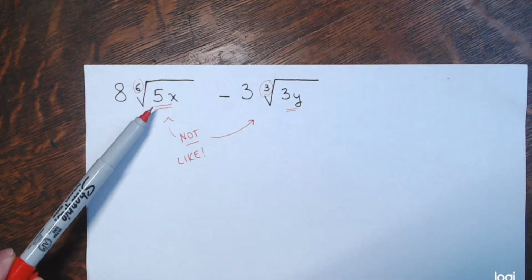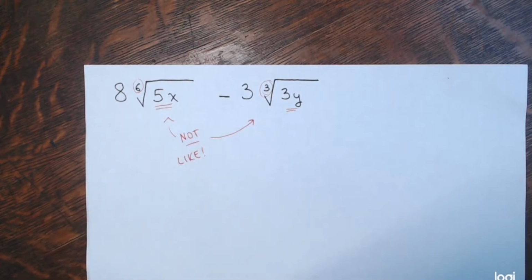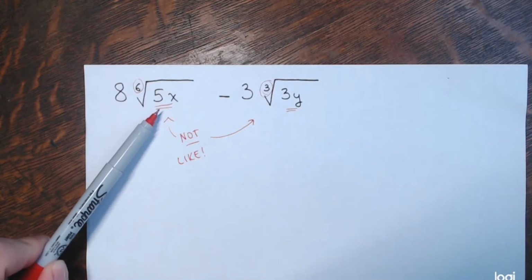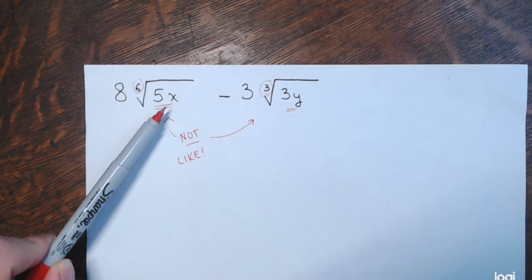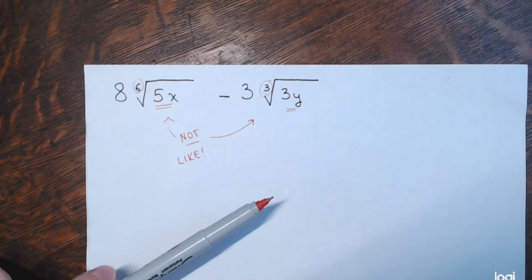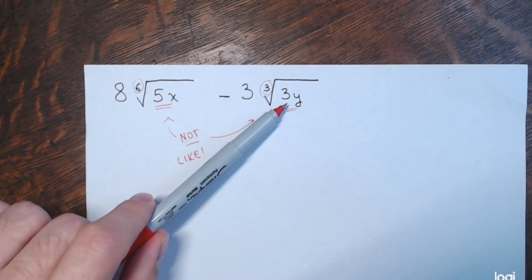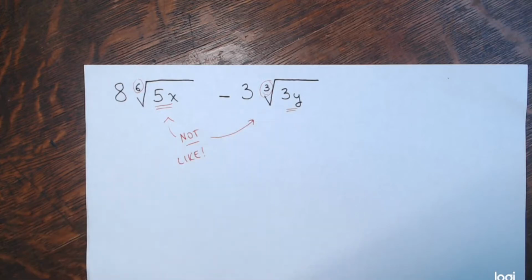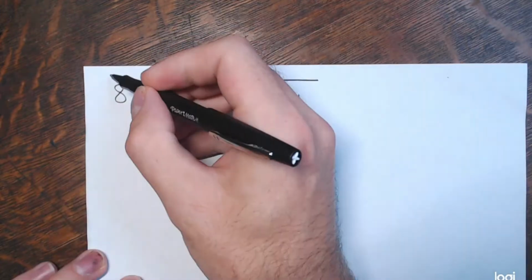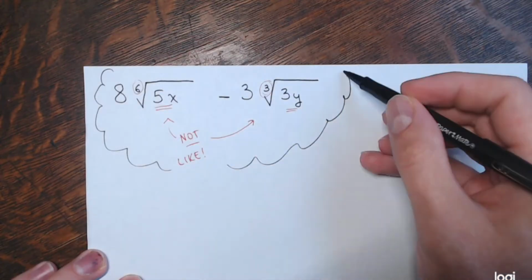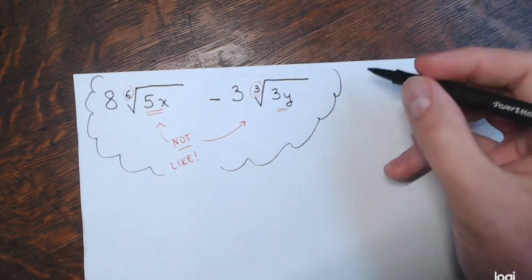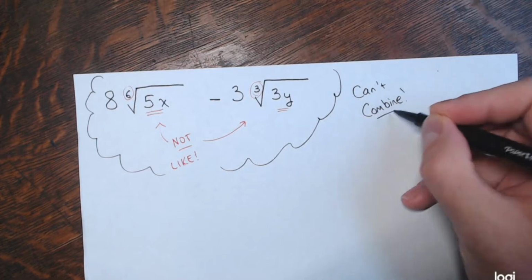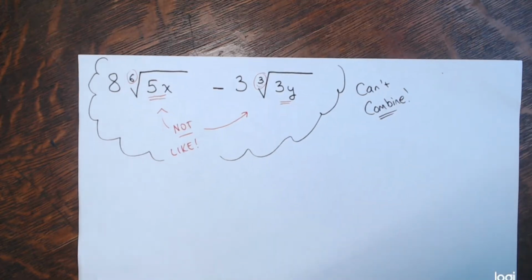Also, the radicals are already totally simplified. The 6th root of 5x can't be simplified any further. There are no factors of 5 times x that are 6th powers. Over here, same thing, the cube root of 3y. 3y has no factors that are perfect cubes. So this is as simple as it gets. You can't combine these. I can't do anything, and the radicals are already simplified. This is as far as we can go.